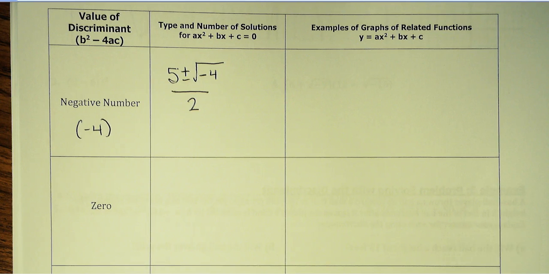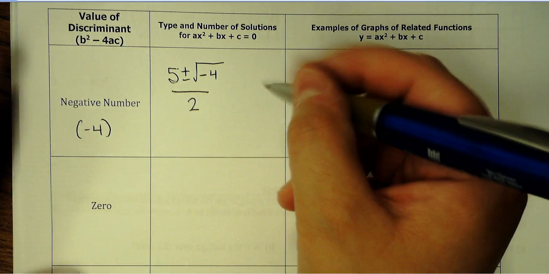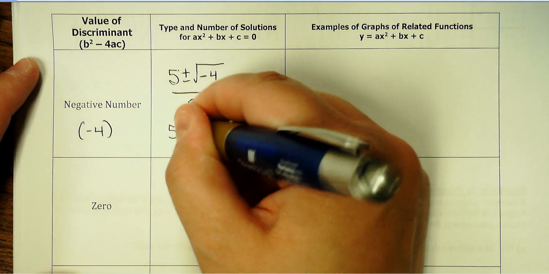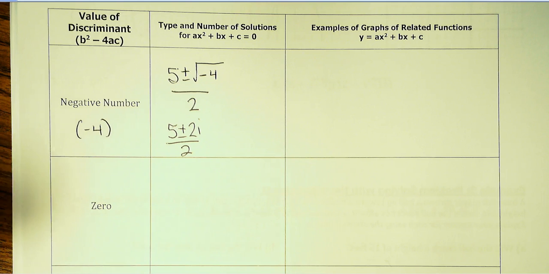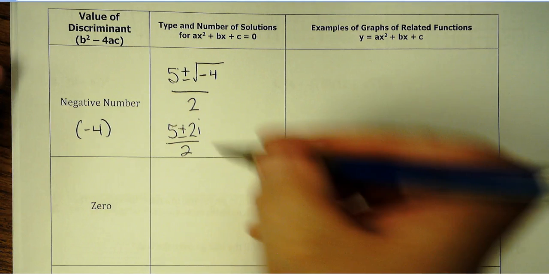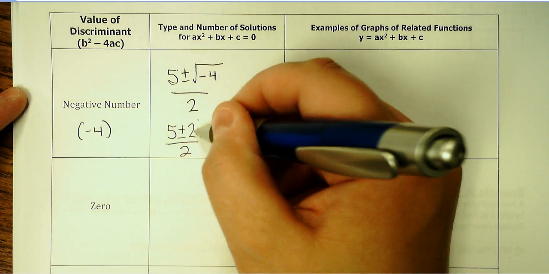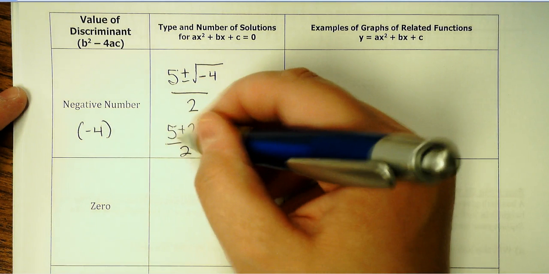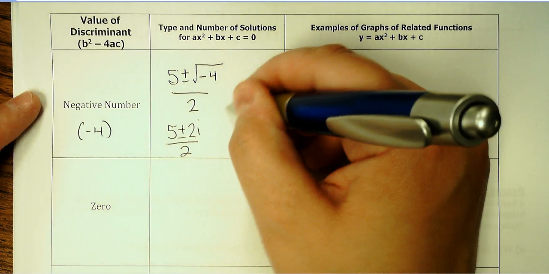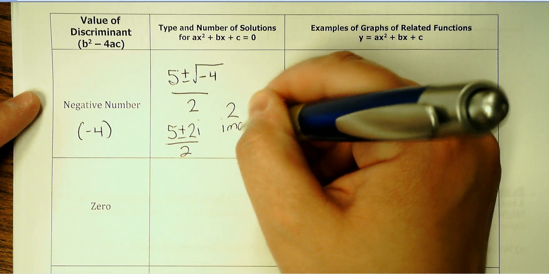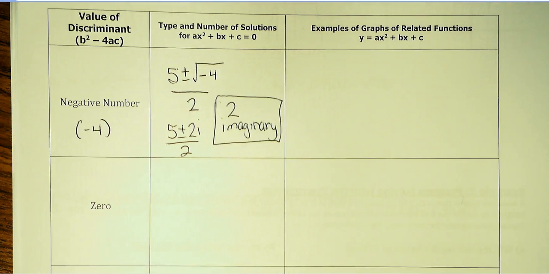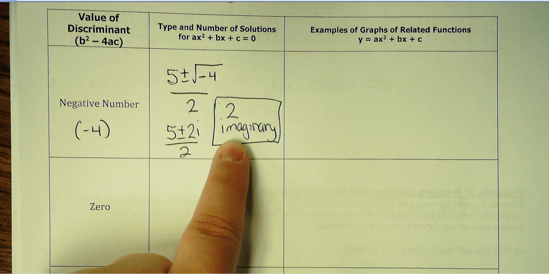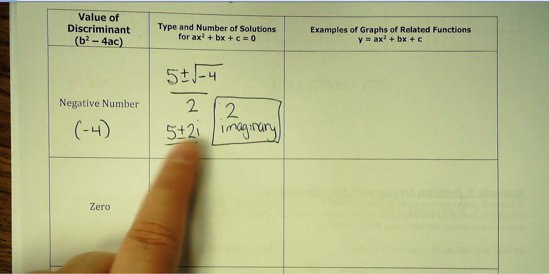Okay, so in this case what you would end up with would be 5 plus or minus 2i over 2, just as our example. That would be two different solutions, because you'd have 5 plus 2i divided by 2 and 5 minus 2i divided by 2, so you would have two imaginary solutions in this case, and that's really what you need for the box. The type and the number of solutions: the type, they'd both be imaginary, and the number, you'd have 2. So this is just a little example.